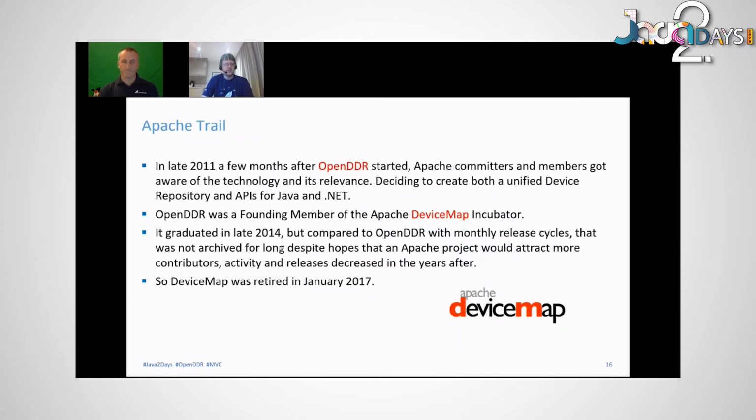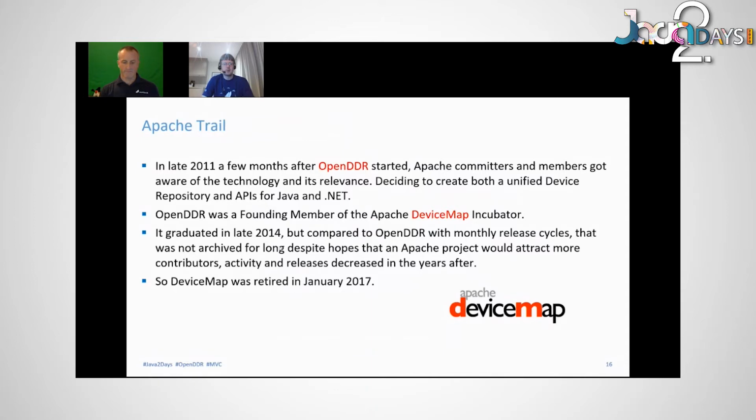But unfortunately, the momentum that OpenDDR had before that, when almost every month a new release of the device data was released, in Apache, the momentum was not quite so massive, and the number of committers didn't grow. And some of the sub-projects for .NET and others were almost stopped, and people could no longer contribute.